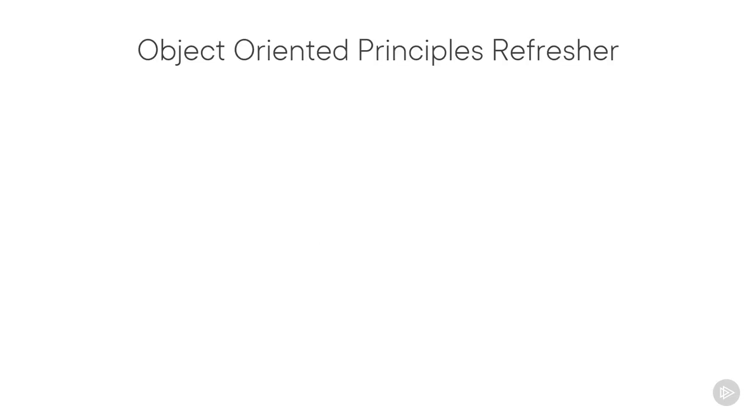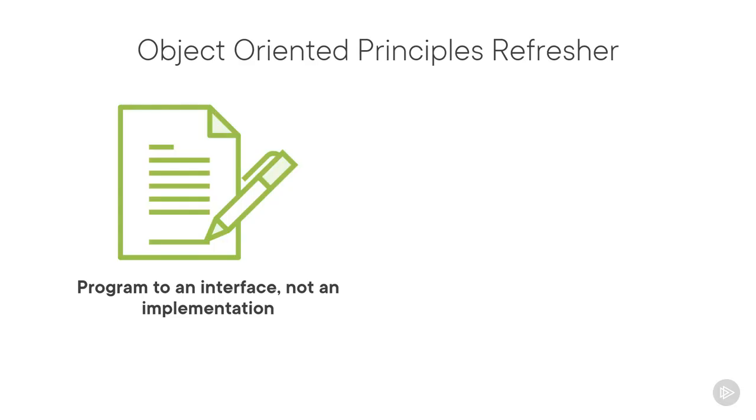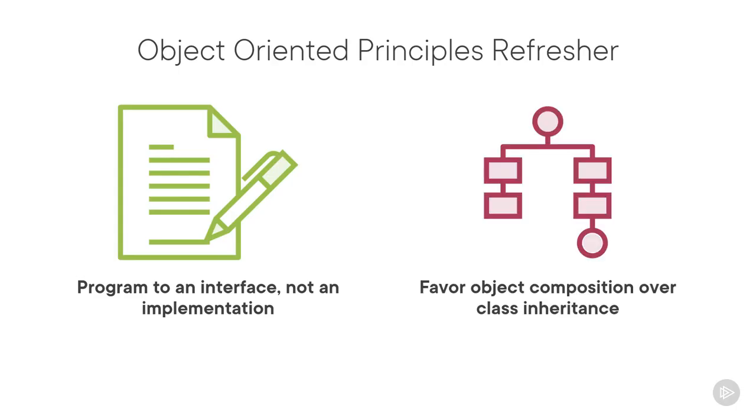There's 2 important object-oriented principles that are followed by the Gang of 4 in their design patterns. The first one is program to an interface and not an implementation. The second one is favor object composition over class inheritance. You will see these 2 principles coming back throughout the course in a lot of patterns.